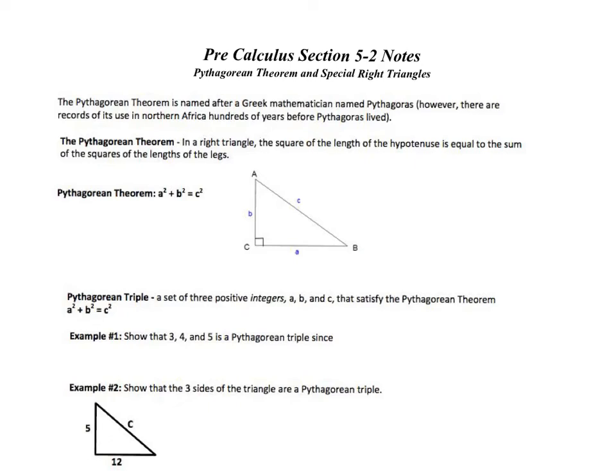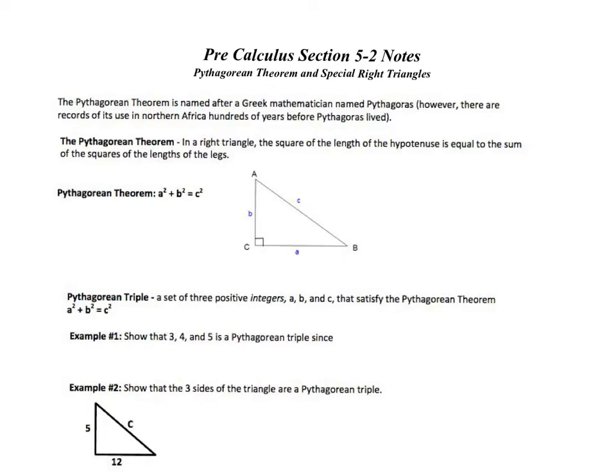All right, in section 5.2, we're going to review a couple topics from geometry that will be very helpful as we move forward in looking at some of our trigonometry. The first is a pretty famous one, which is the Pythagorean theorem. And the Pythagorean theorem, everyone knows, is a squared plus b squared equals c squared.